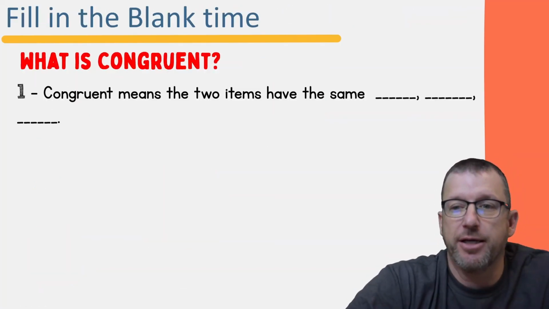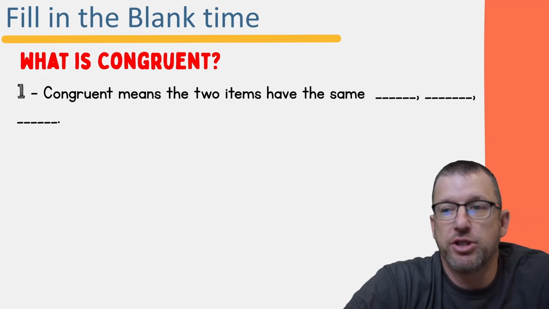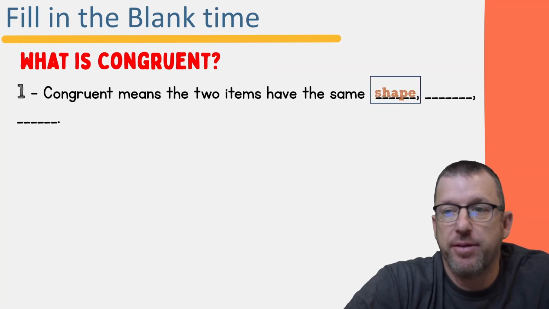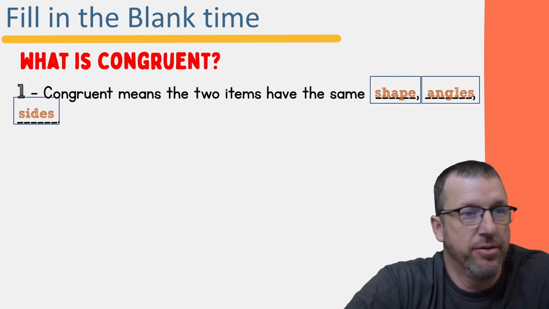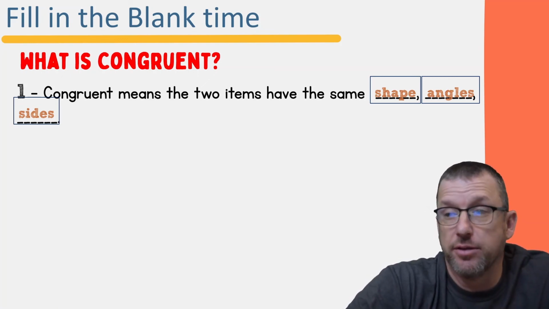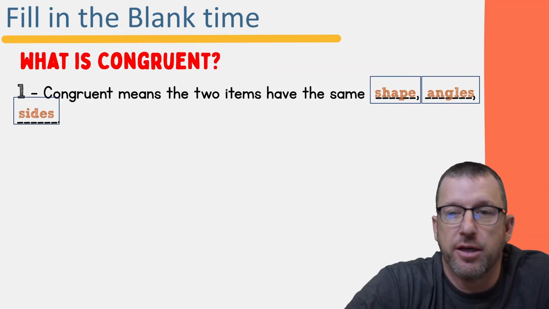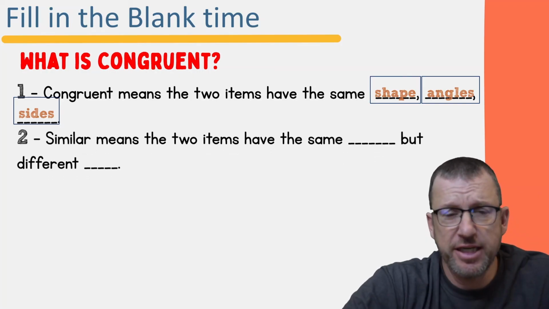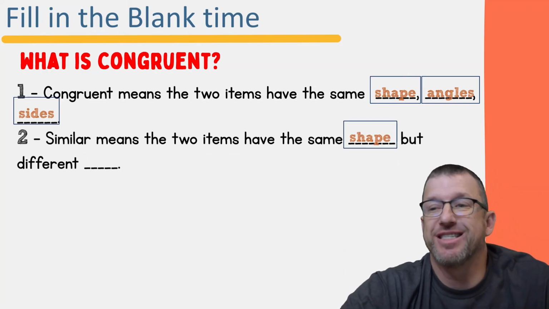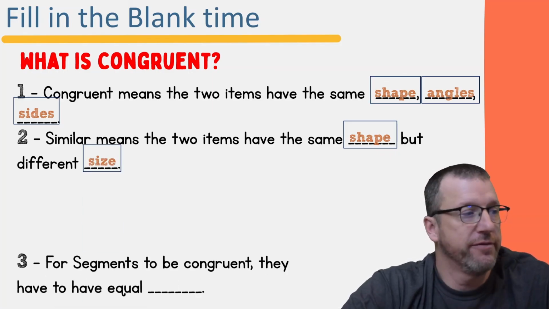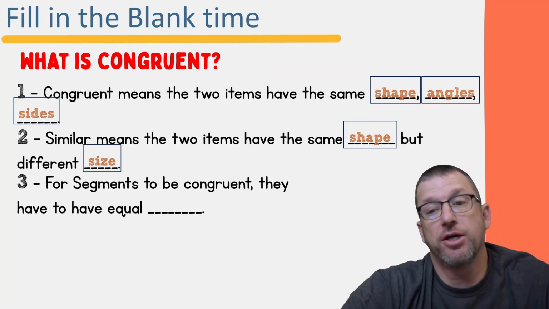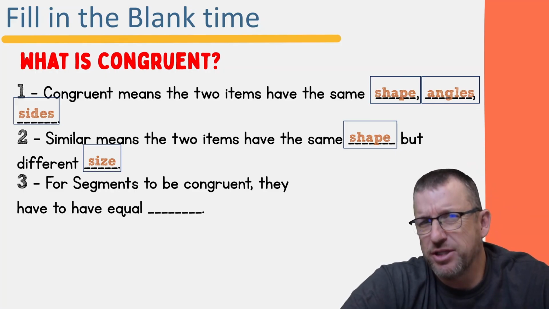All right, so let's fill in the blank. Congruent means that two items have the same shape, angles, and sides. So the same shape, the corresponding angles are equal to each other, and the sides are congruent to each other. Similar means that the two items have the same shape, but have different size, which means they're proportionally different.